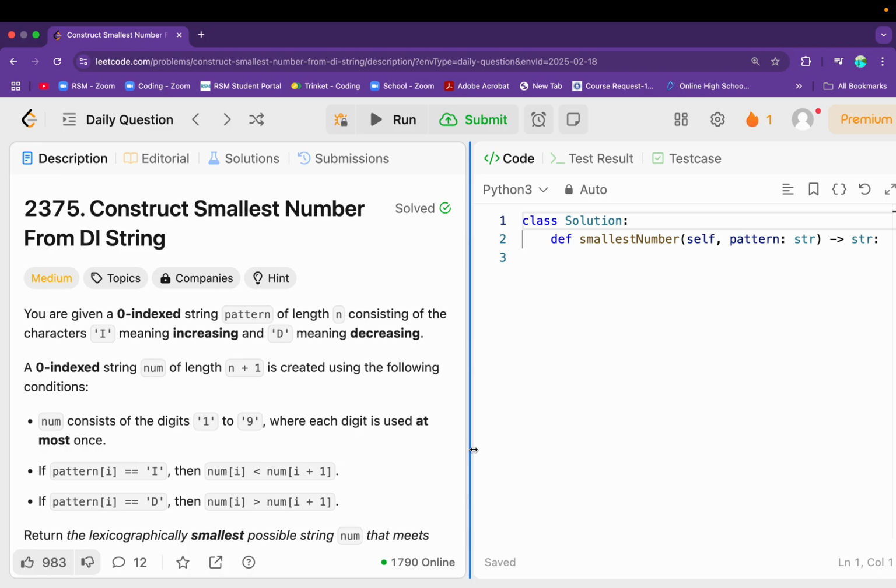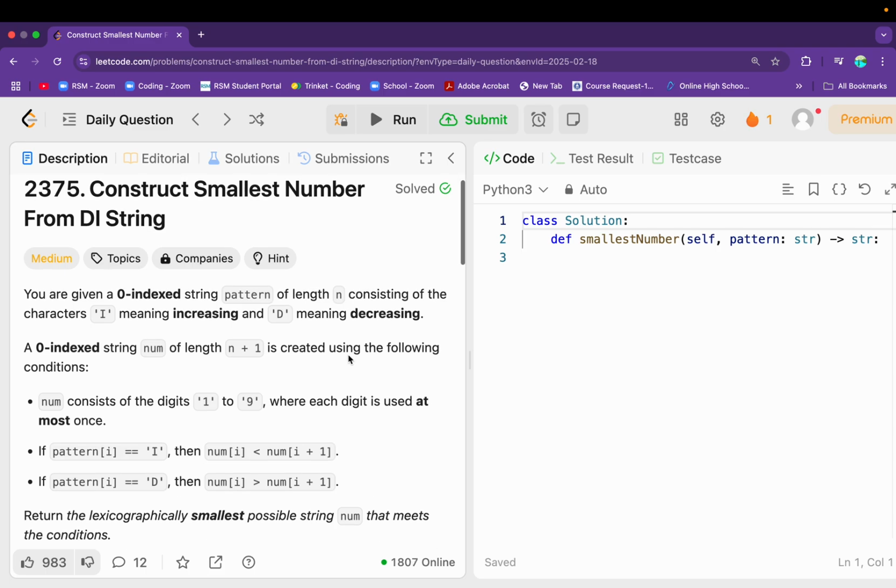Hey everyone, welcome back, and today let's solve Leetcode problem 2375 titled Construct Smallest Number from DI String. We're given a zero-indexed string pattern of length n consisting of the characters I, which means increasing, or D, which means decreasing, meaning it is actually going to be a binary string where every single element is either an I or a D, where I would signify increasing and D would signify decreasing.